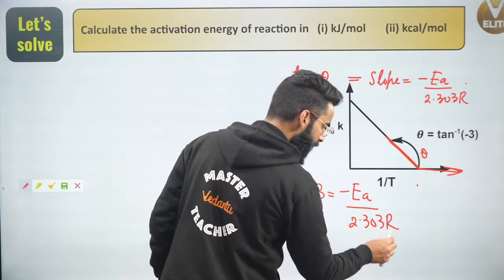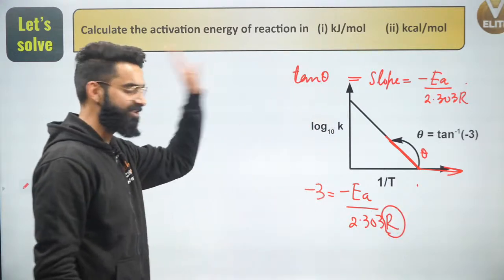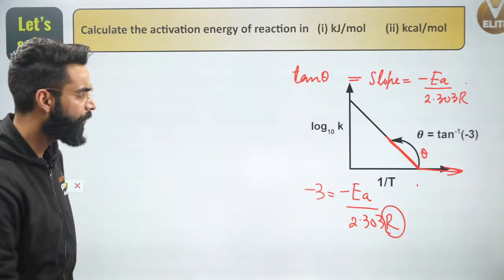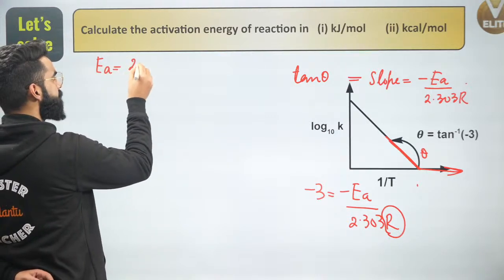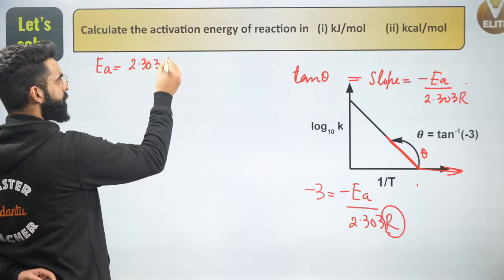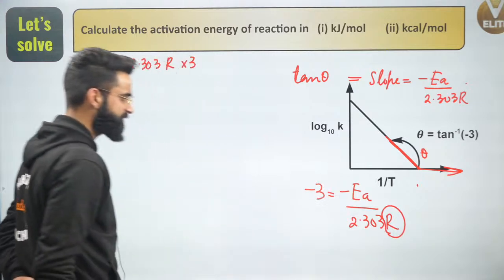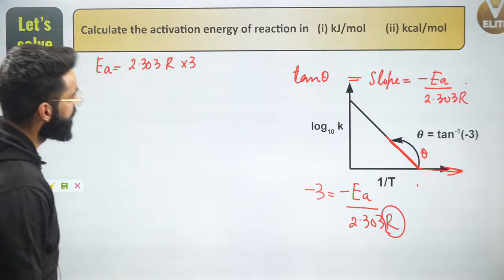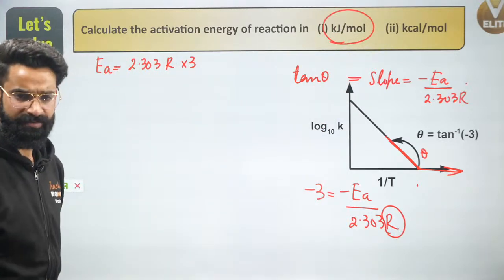Now, it entirely depends on the value of R. The value of R which you take, the entire activation energy is going to depend on that. How? Have a look. I'll say EA is equal to 2.303 multiplied by R multiplied by 3. Minus is gone. EA is equal to this multiplied by this, correct? Okay. Now first, I need to calculate the value of activation energy in kilojoules per mole. That's what I need to do.